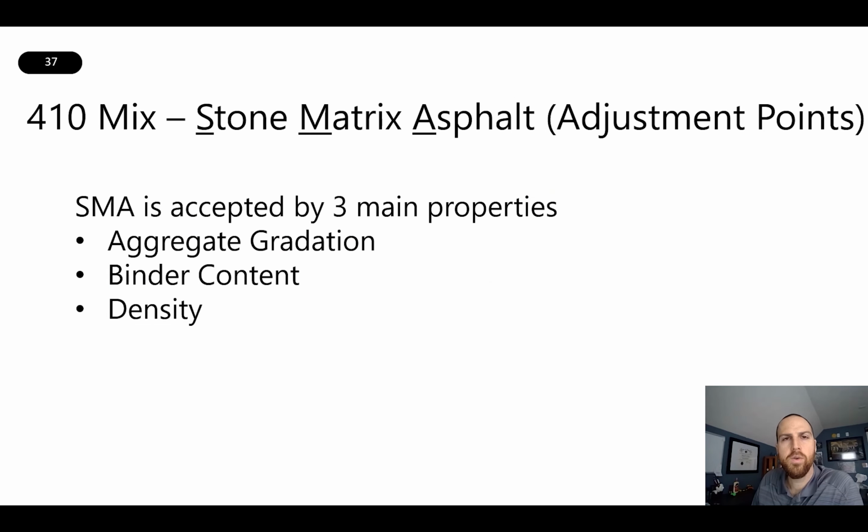So we looked at 401 single sublot and PWL acceptance. Now we're going to look at 410 or stone matrix asphalt, SMA, which is accepted by adjustment points. And those adjustment points are calculated on three main properties: aggregate gradation, how close it is to the DMF, binder content, and density in the field.